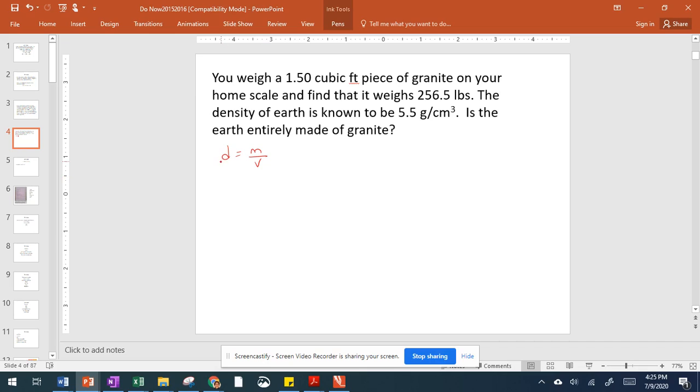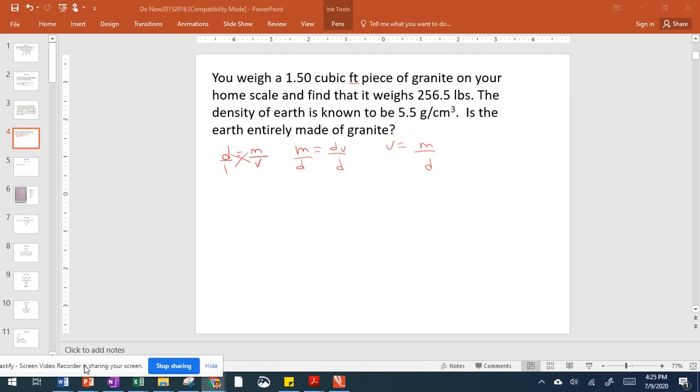So what you also need to remember is that density is over 1, and if we're rearranging this formula, we would cross multiply, and to get mass, we would have mass is equal to density times volume. And if we were looking for volume, we would have to divide each side by density to get volume is equal to mass divided by density. So we can rearrange this formula to solve for whatever we need to solve for, but remember in this problem we are looking for density.